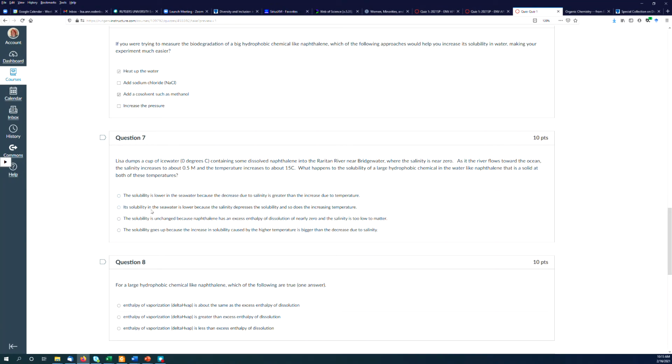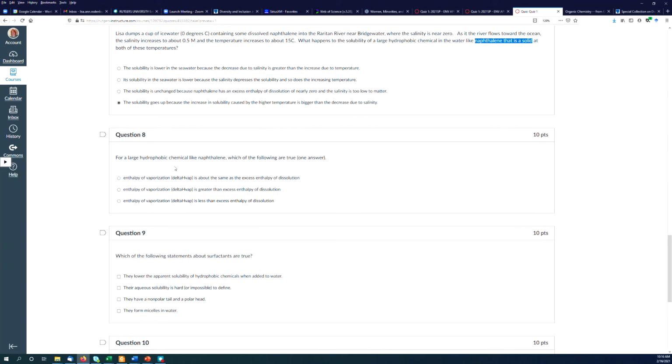So the answer here is: solubility goes up because the increase in solubility caused by the higher temperature is bigger than the increase due to salinity. I gave you some partial credit for some of these other answers because I could see where you were coming from. But this is definitely the right answer for a large hydrophobic chemical like naphthalene. You might get a different answer for other chemicals. Certainly if it's a gas, the temperature is going to drive the solubility in the other direction. But that's why I made sure to tell you that naphthalene is a solid at both of these temperatures.